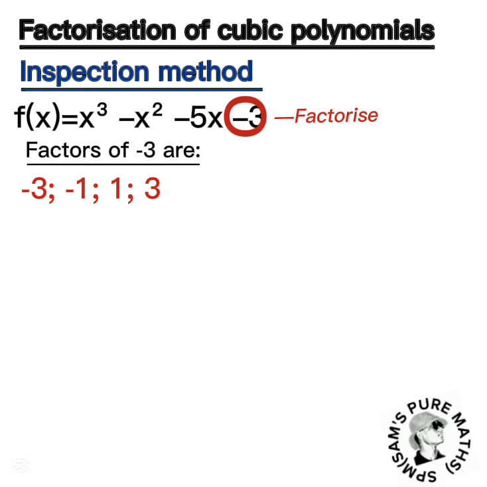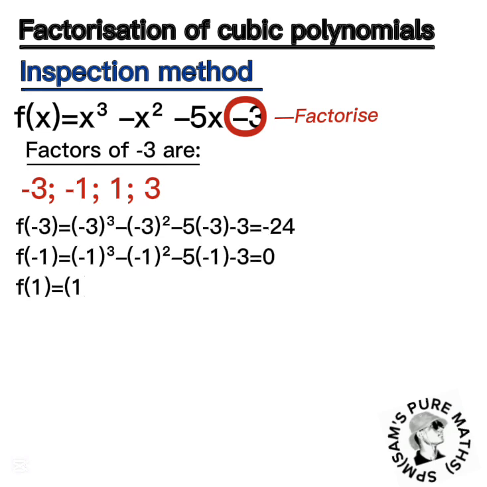Fine, we found the factors of negative 3. Now we'll need to find the factors of f of x, which is our cubic polynomial. But how are we going to do that? We're going to substitute all the factors of negative 3 into f of x, then select one that makes f of x to be 0. Let's substitute them. We start from negative 3. Wait, we found that negative 1 is the one that makes f of x to be 0. So there's no need for us to go further on substituting 1 and 3.